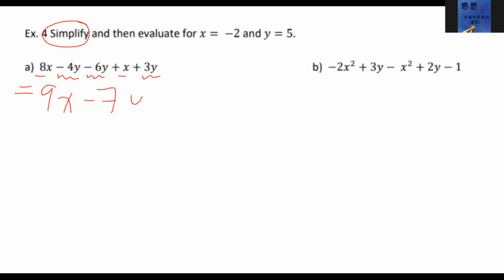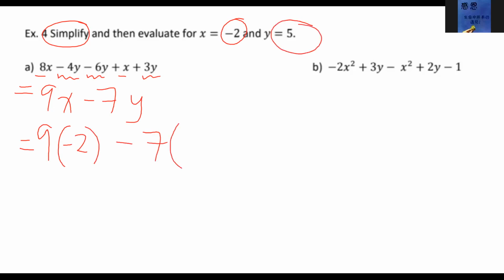Now I'm going to evaluate. 9x means 9 times x. x, I'm told, has a value of negative 2. So I write 9 times negative 2, using brackets, minus 7 times y. Well, y, we are told, is 5. So negative 18 minus 35, and I'll assume you're correct, is negative 53. Nice. What about B? Can you do that one? It's the same type of question.